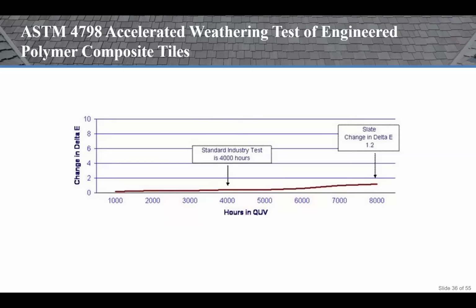And this is just a fun chart indicating the results of the accelerated testing of the engineered polymer composite tile. The color change is represented by the y-axis, as a change in delta E. After 4,000 hours, which is the standard industry test, the material color change is insignificant. And when you double it, going above and beyond at 8,000 hours, it registers 1.2, which is still extremely, extremely low.